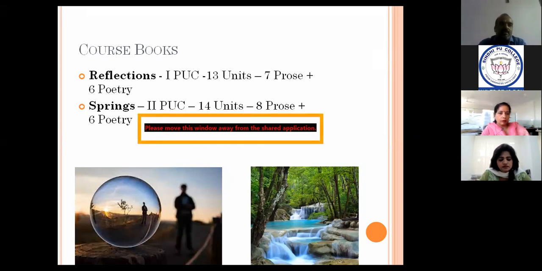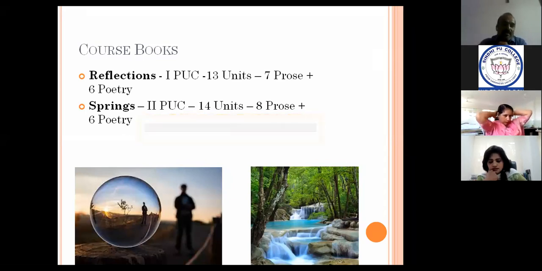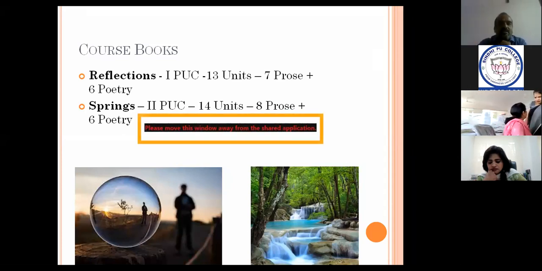And you have come to second PUC in the meanwhile, and you have got a text called Springs. Springs means the source of water, and there are many springs. So very varied ideas have been expressed, as if the water is flowing from one place to another place, and the springs are happening everywhere, and all these things can be seen in the Springs.